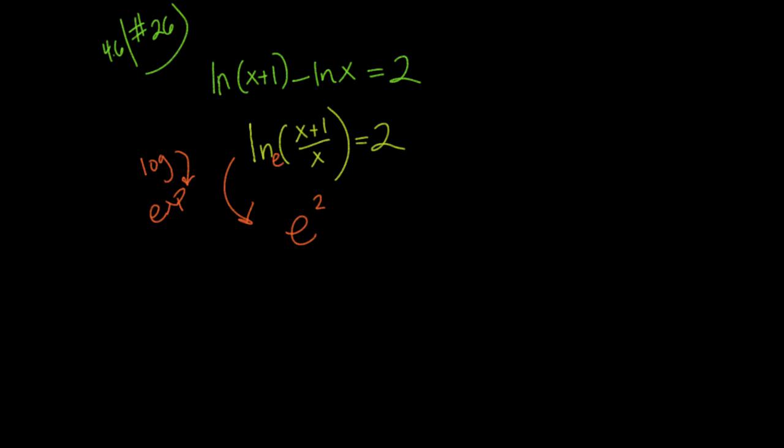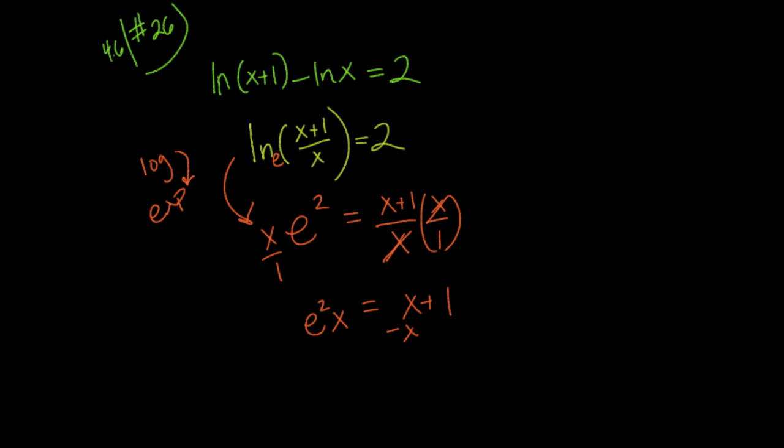So e squared equals x plus 1 over x. Now we're going to solve this equation, and I'm going to multiply both sides by x over 1, and I get e squared times x equals x plus 1. This is one of those tricky equations where you have x in two spots.